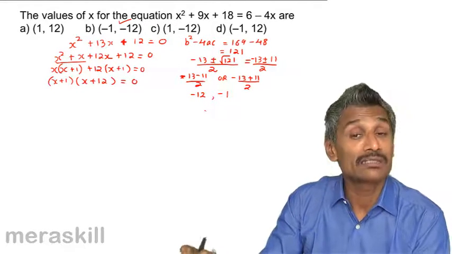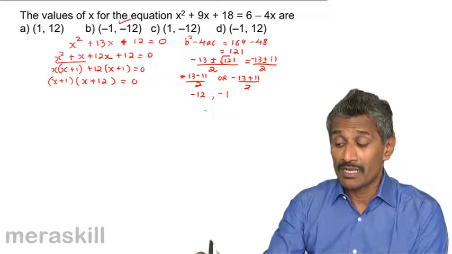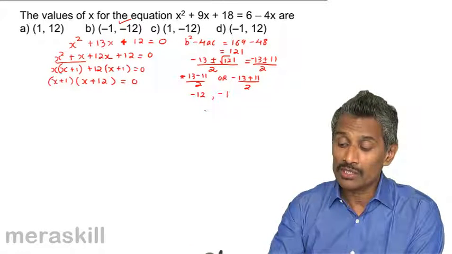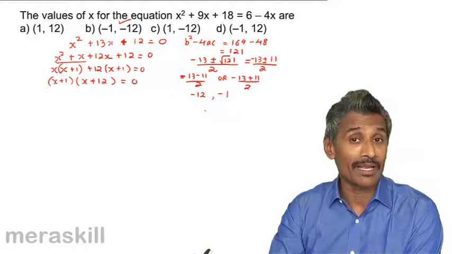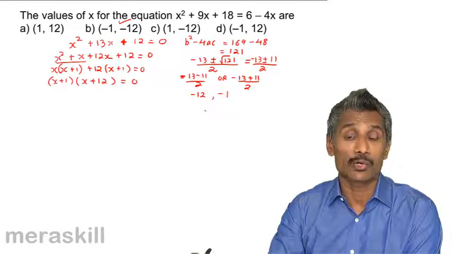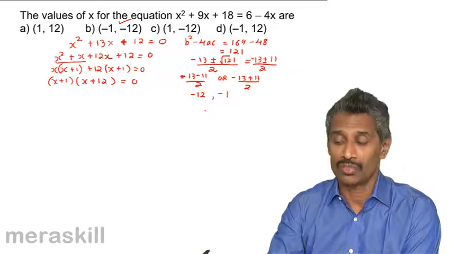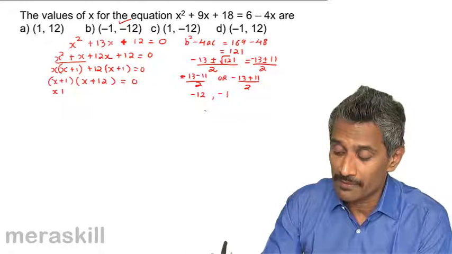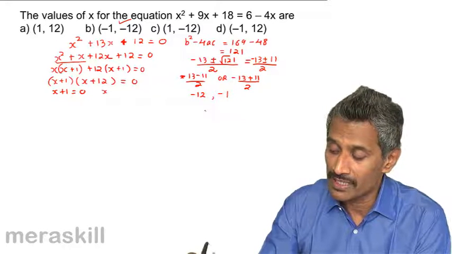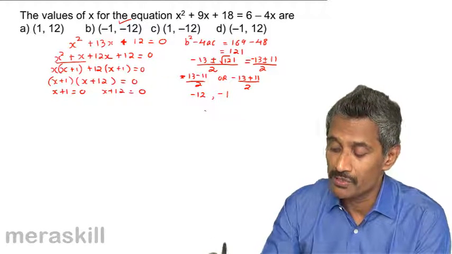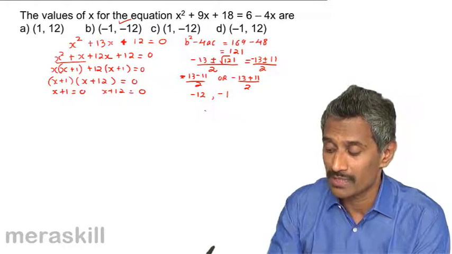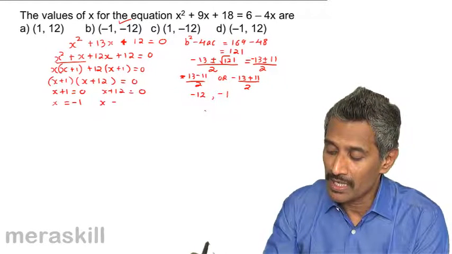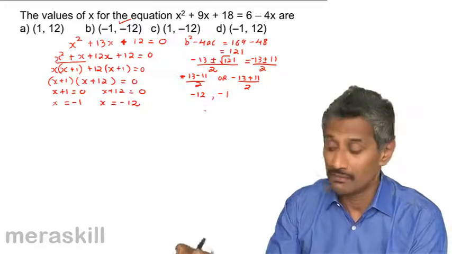Now here we have a situation which is a very important rule in the concept of numbers: whenever the product of two numbers is zero, mind you, only if the product is zero, not for the product being 1, 2, or 3 or anything, either the first number is zero or the second number is zero. So x plus 1 is 0 or x plus 12 is 0. So x would be minus 1 or x would be minus 12.